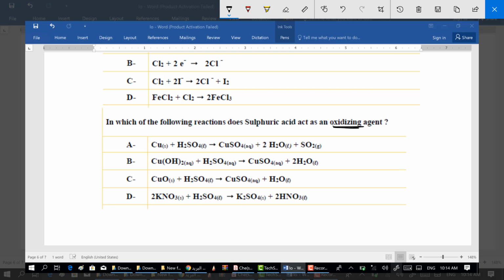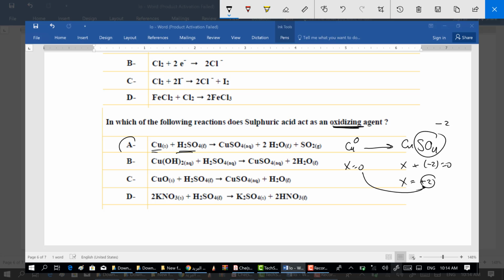In this case, copper 0. After the reaction, it will be CuSO4. X equals 0. So X plus SO4, all -2, equals 0. Since it is a sulfate, -2, X equals positive 2. So in this case, an oxidation process takes place for the copper, so sulfuric acid in this case works as an oxidizing agent. It causes oxidation for another element, so the choice will be A.